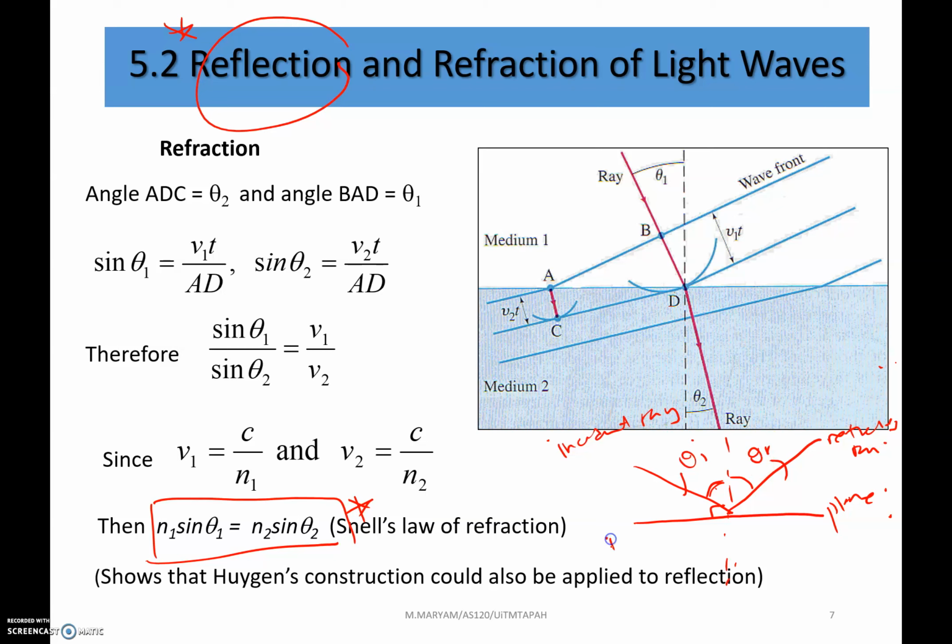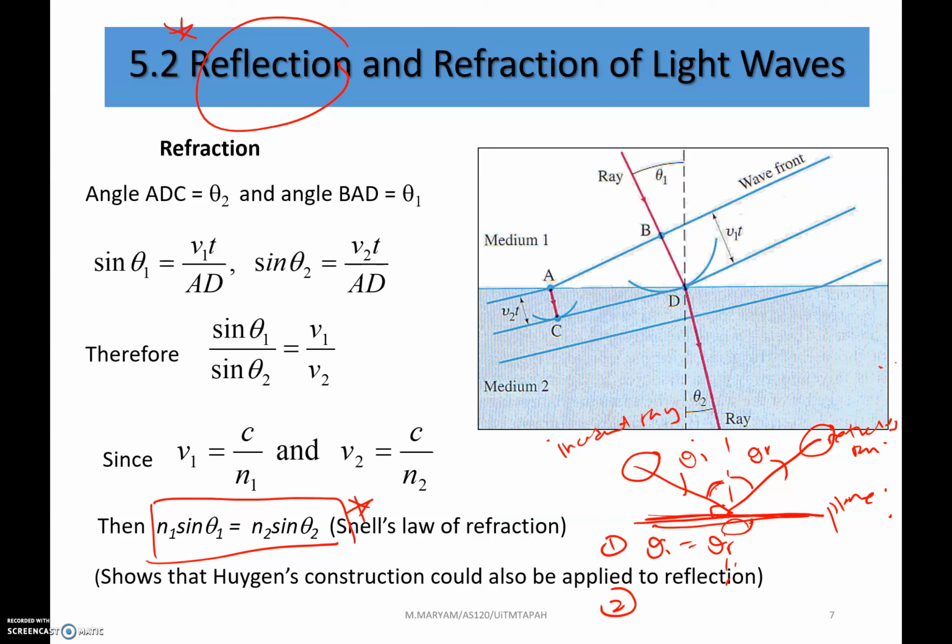According to the first law, the incident angle must be equal to the reflected angle. And the second law of reflection states that the incident ray, the reflected ray, as well as the normal line must all lie on the same plane. So that will be the second law of reflection.